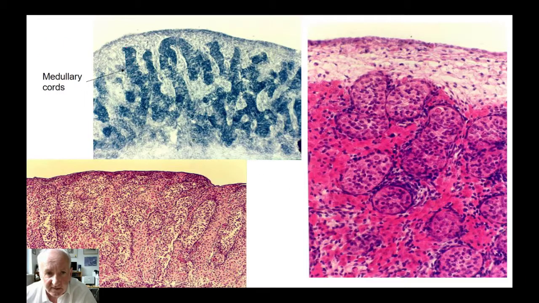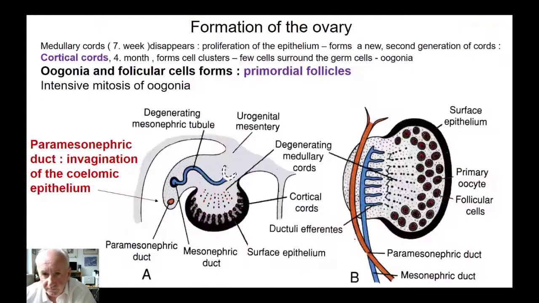You see nicely the surface coelomic epithelium. Here will be tunica albuginea. This, and you see the medullary cords, nicely in the developing testis. Ovary.